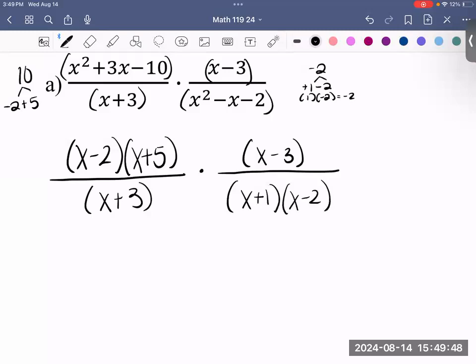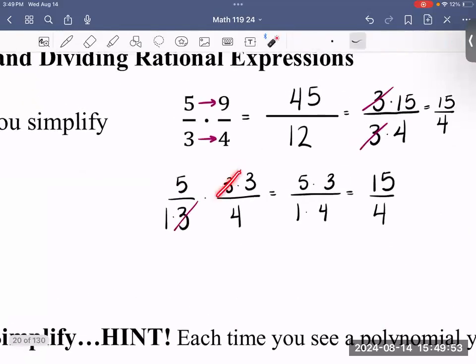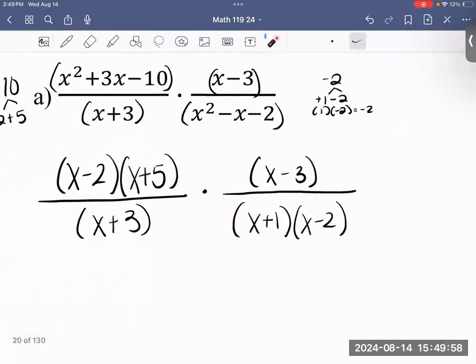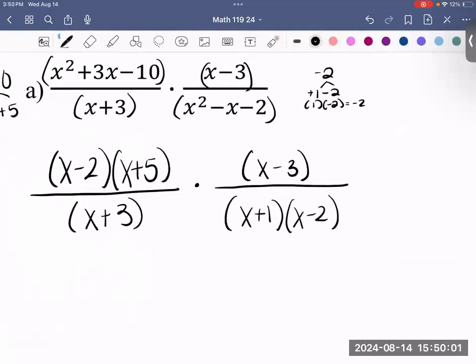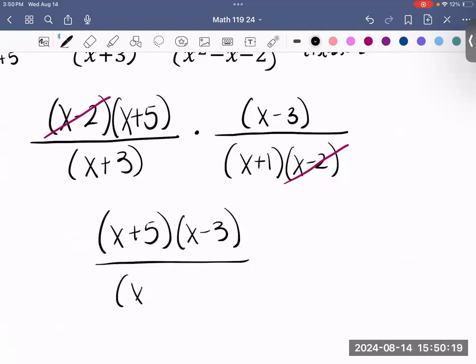So now doing the same idea as we did over here, let's go ahead and see if anything across or up and down can cancel us out, make our life a little simpler. Well, directly across, we notice that there is an x minus 2 and an x minus 2. So these can go ahead and cancel. Again, every time you cancel, you're making something, right? So then we get x plus 5 and an x minus 3 over x plus 3 and an x plus 1. So as long as nothing else can cancel, we're done.